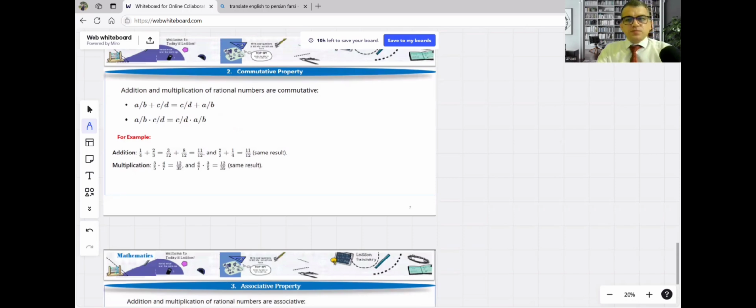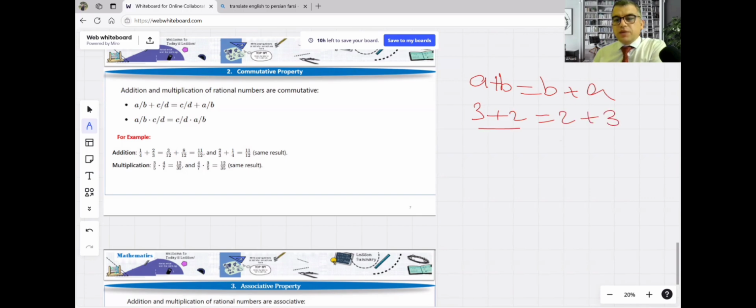So the second one, commutative property. As we know from the properties of whole numbers, if we have a plus b, then we can write it is equal to b plus a, right? For example, 3 plus 2 is equal to 2 plus 3. The result will be same. Both the right and left sides are equal to 5. The same thing we can apply to rational numbers as well.